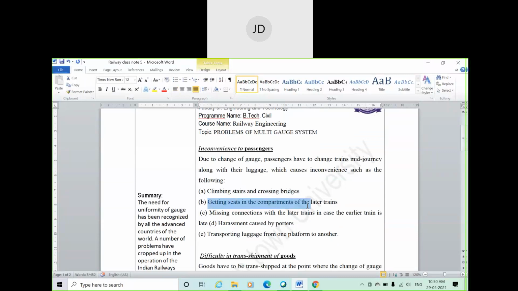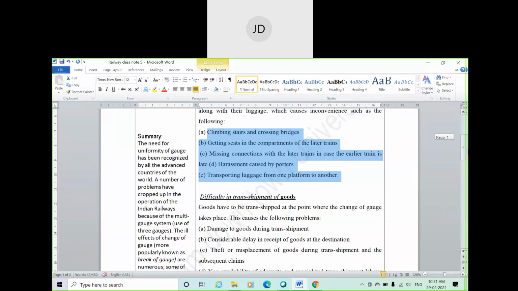Then getting a seat in the compartment of the latter train. There is again a situation where it is uncertain whether you are getting a seat in the second train or not. Then missing the connection with the later train in case the earlier train is late. So there is an issue also. Then harassment caused by porters, or you can say the coolie, in transporting luggage from one platform to another. So these are very basic problems faced by a passenger while changing from one train to another. This is a basic problem. Even you, I think, have faced it in your past.